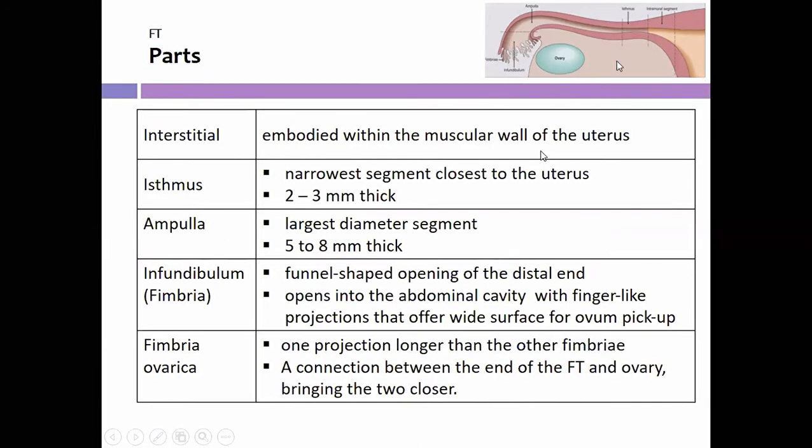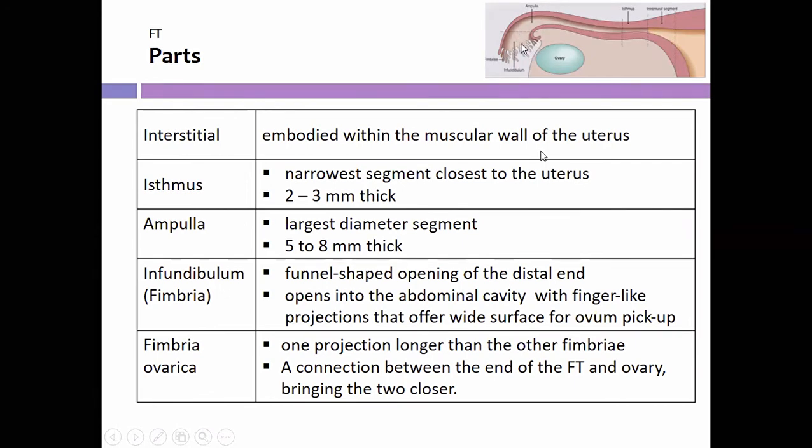Now, the fallopian tube is further composed of the interstitial and the isthmic. The interstitial is the structure embodied within the muscular components of the uterus. Then there is the isthmic, then there is the ampullary, which is considered the wider portion, and this is the area for fertilization. Then we have the fimbriated end.